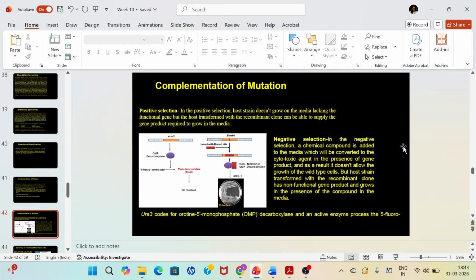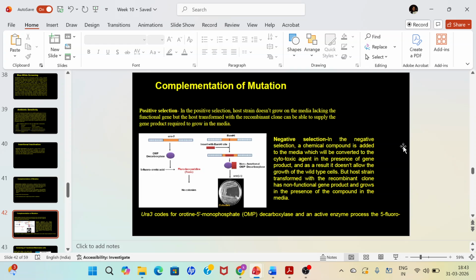Okay. So positive selection and negative selection. In positive selection, the host strain does not grow in media lacking the functional gene, but the host transformed with the recombinant clone can supply the gene product required to grow in the media. As I told you, in yeast, the uracil system is generally used. In negative selection, a chemical compound is added to the media which will be converted to a cytotoxic agent in the presence of a gene product, and as a result it does not allow the growth of wild type cells, but the host strain transformed with the recombinant clone has a non-functional gene product.